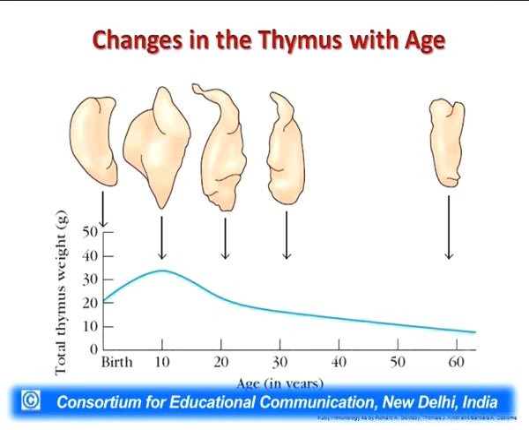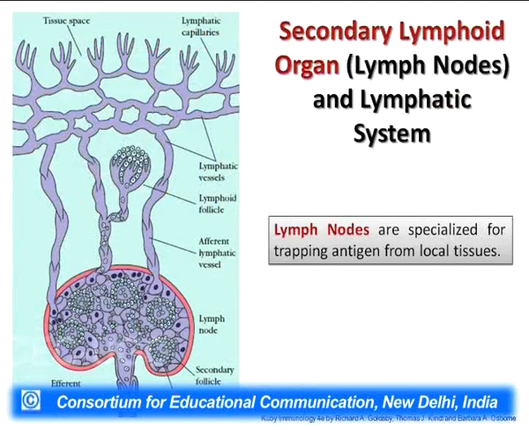So the thymus is the organ where T cell maturation takes place, and T cells are very critical in evading and clearing these pathogens or the immunotoxic molecules. Now, the secondary lymphoid organs contain the lymph nodes which are present throughout our body.